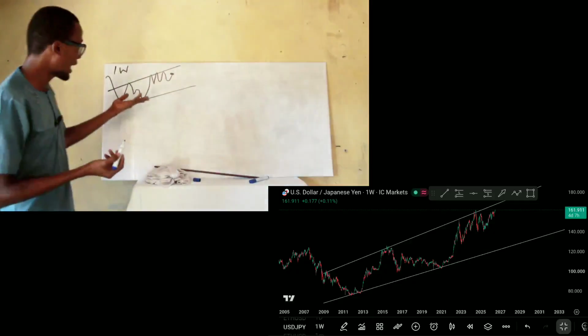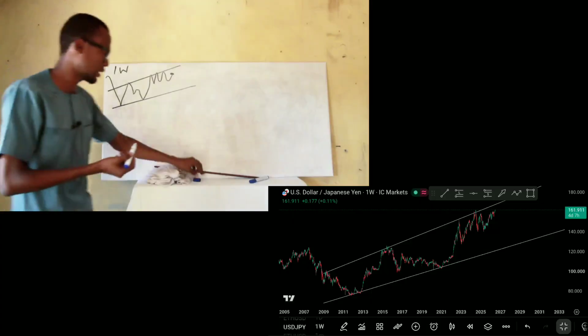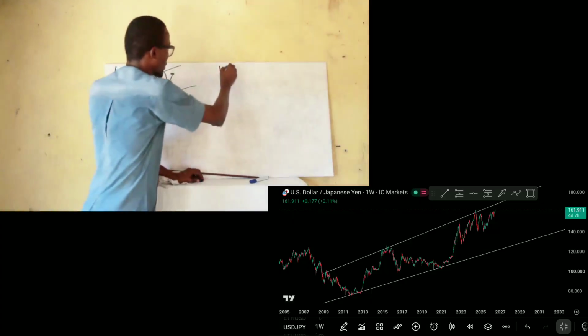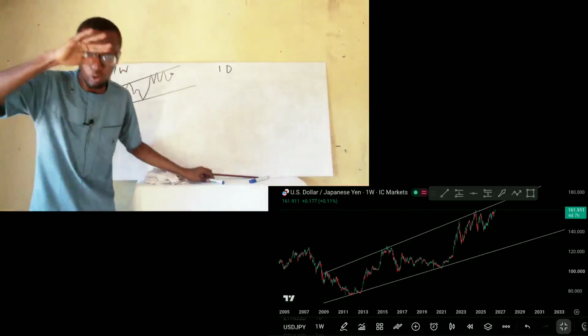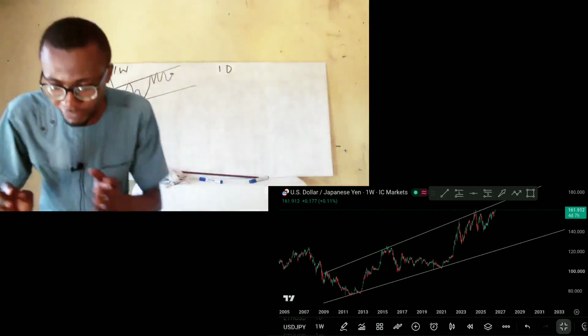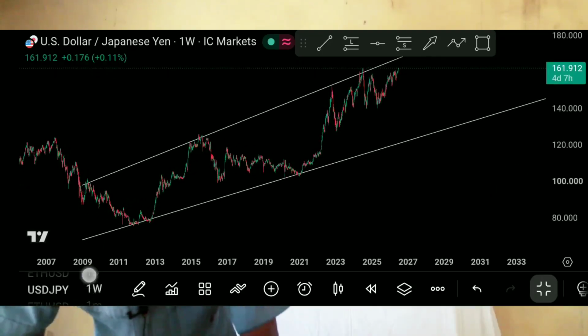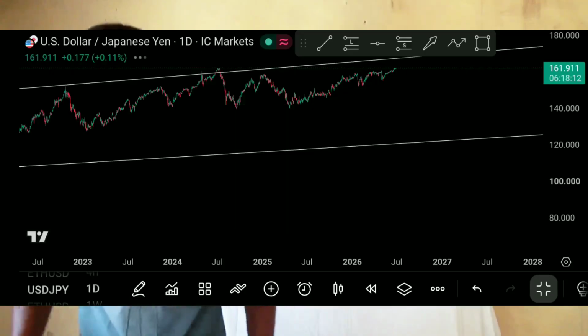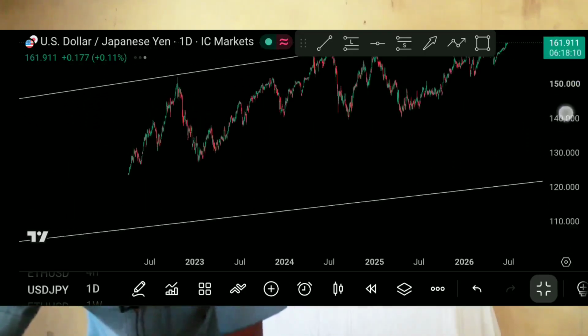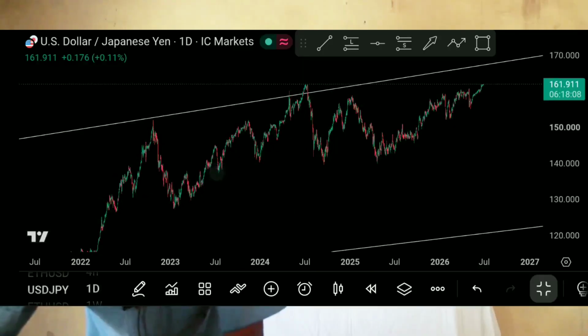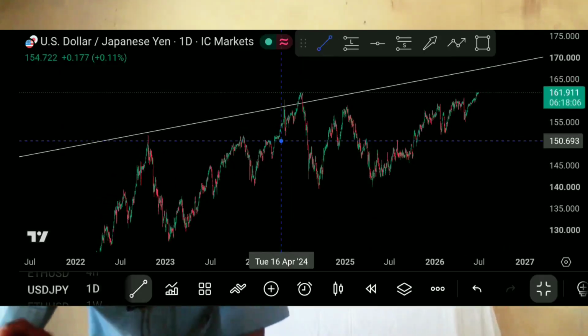Then have you seen how the 1 week time frame looks? Then I need to come back to what? The 1 day time frame. I will now come down to the 1 day time frame. Draw my trend line again. Look at my 1 day time frame now. Are you seeing how it's looking? I will now draw my trend line.